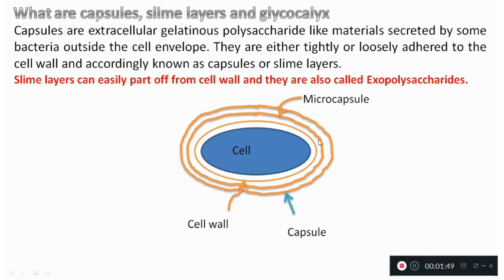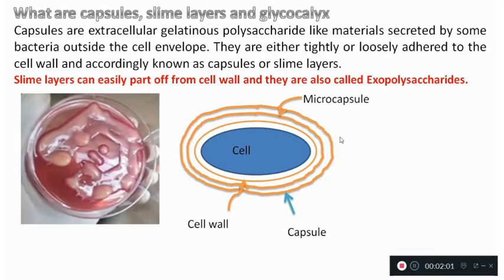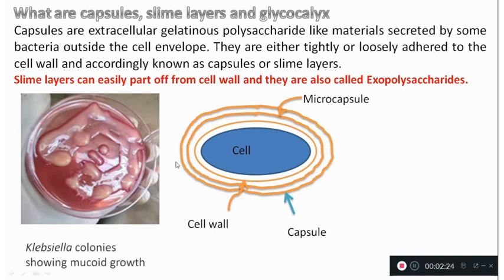In fact, slime layers are much thicker than capsules, but they are loosely bound and they can be erased. They are not covalently linked with the cell wall, whereas the capsules are covalently tagged with the cell wall material, the N-acetyl glucosamine and the N-acetyl muramic acid residues of the peptidoglycan. Capsules are usually formed by bacteria that form mucoid growth on agar plates. Here is a picture showing mucoid growth of Klebsiella colonies, which produce a copious amount of capsules. Because capsules are made of polysaccharide, that is carbohydrate, they are also called glycocalyx.